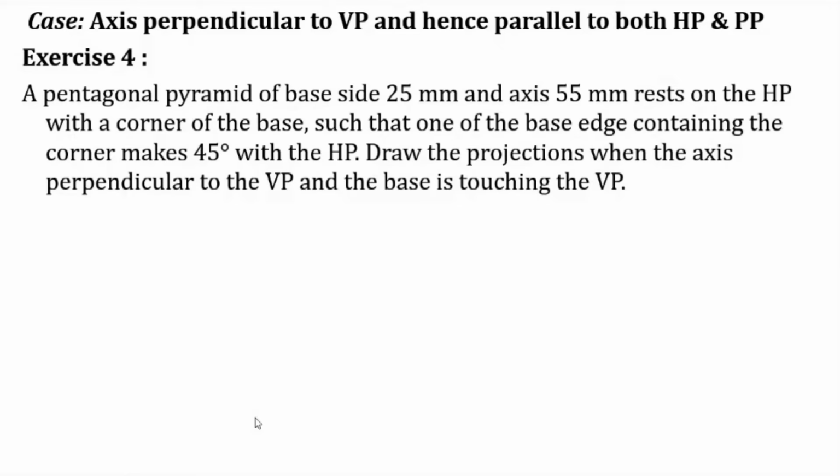So there are multiple conditions given. One condition is the pentagonal pyramid is resting on HP with one of its corners on HP, and one of the base edges containing that corner is making an angle of 45 degrees with the HP. That is the second condition. And the third condition is the base is touching the VP. So that is the third condition. Just to note down the question.